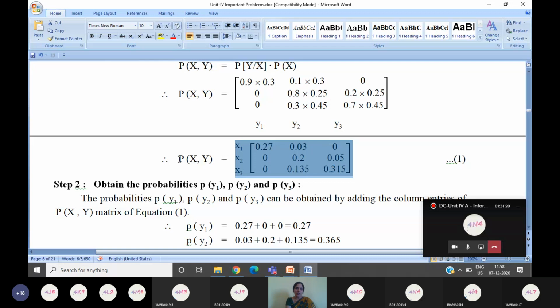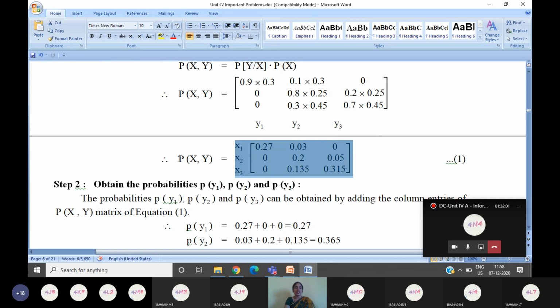So in order to check that condition for P of xy, here you can see the sum of all the elements in the matrix. అన్ని ఎలిమెంట్స్ మ్యాట్రిక్స్ సమ్ చేయండి. సో 0.27 ప్లస్ 0.03 దట్ ఈస్ 0.3 ప్లస్ 0 ప్లస్ 0 ప్లస్ 0.2 అంటే 0.5 వచ్చింది మనకి. ఆల్రెడీ ఫస్ట్ రోలో 0.3, ఇక్కడ 0.2 అంటే 0.5. నెక్స్ట్ 0.05 is 0.55 ప్లస్ 0 ప్లస్ 0.05 ప్లస్ 0.135 ప్లస్ 0.315 మొత్తం సమ్ చేస్తే మీకు 1 వస్తుంది. Sorry, not 0.1, it's 1.